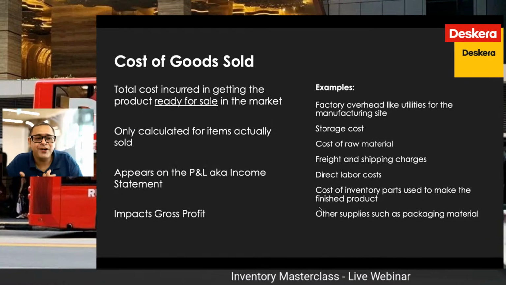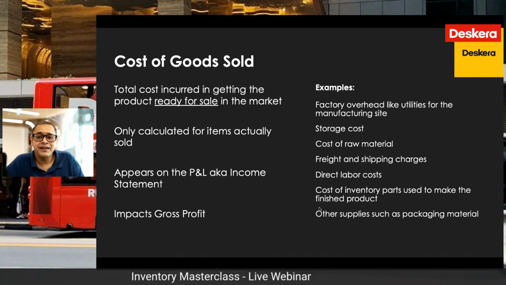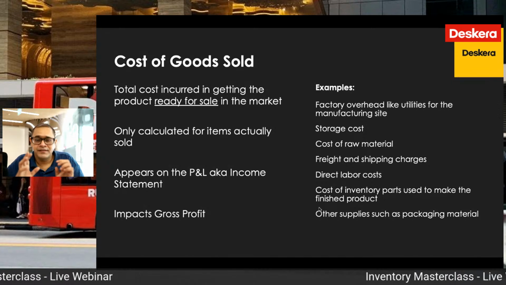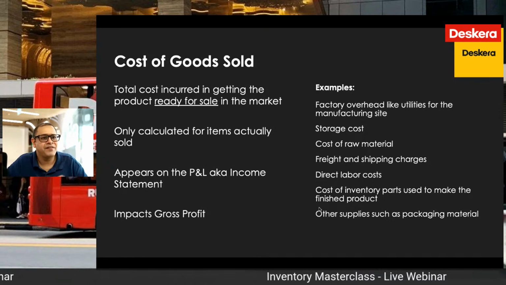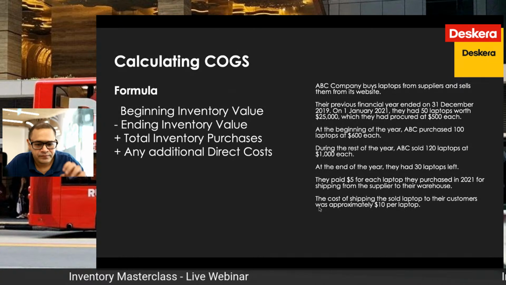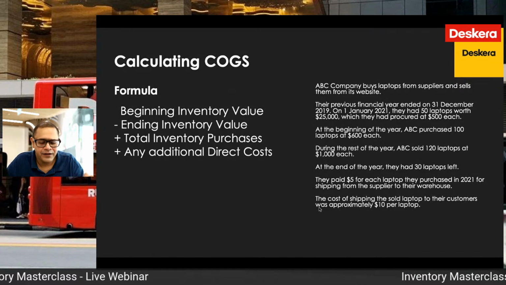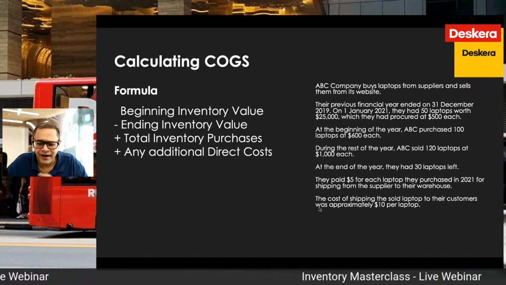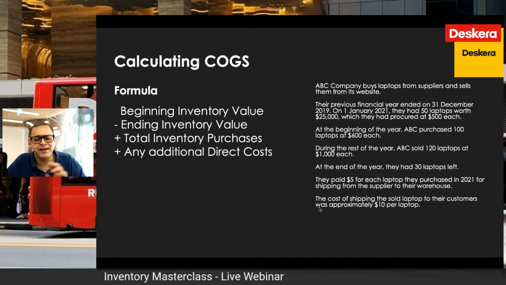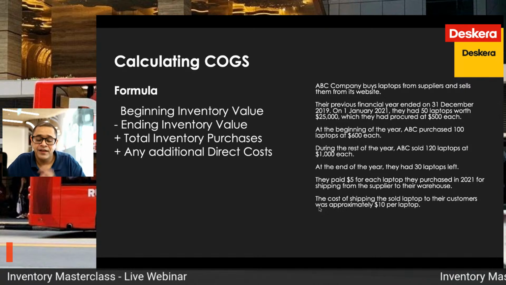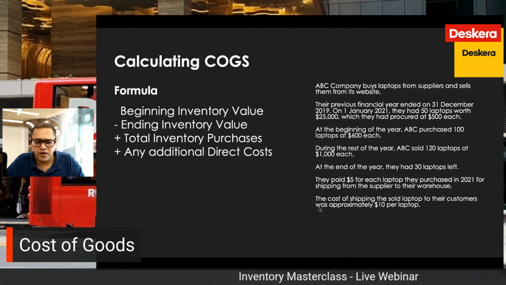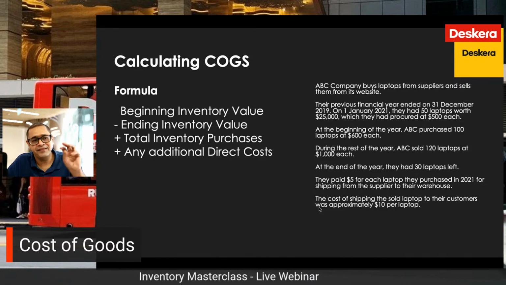Now, what would be cost of sales then? Let's jump to an example to understand that. Let's look at this example here. There's a company that buys laptops from suppliers and sells them from its website. In the previous financial year, they had 50 laptops worth $25,000. That is your beginning inventory.